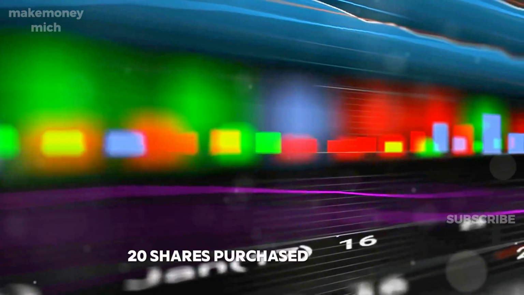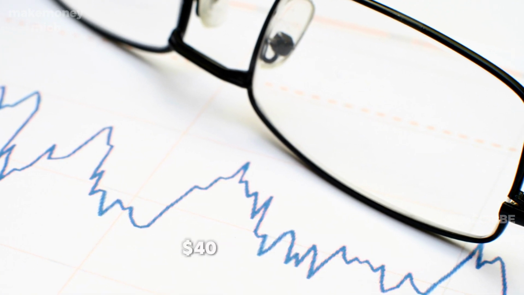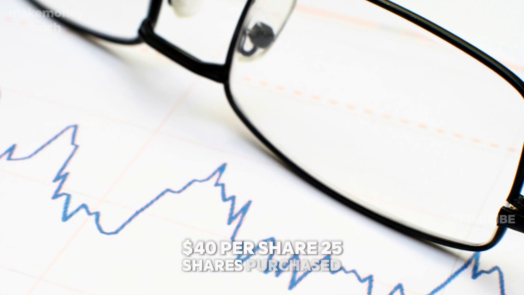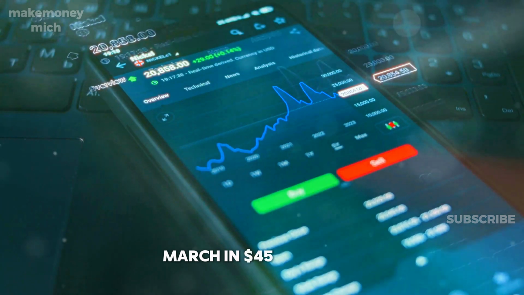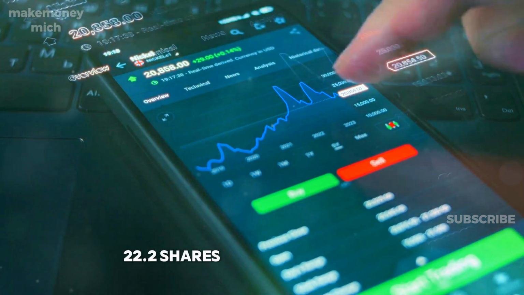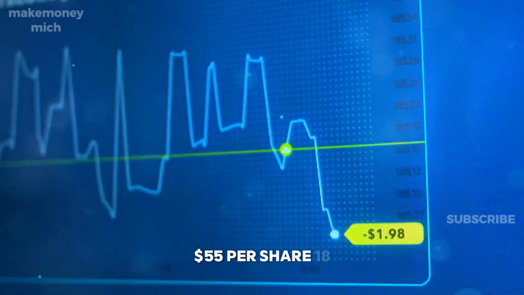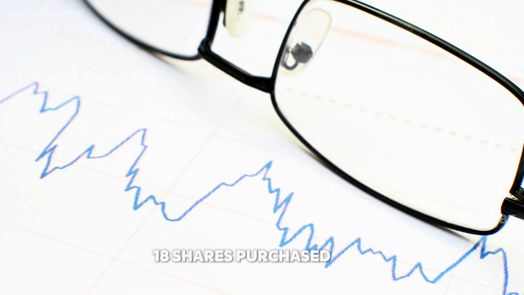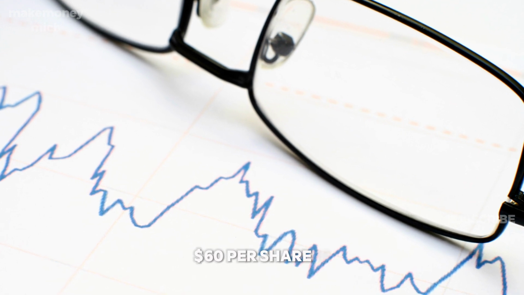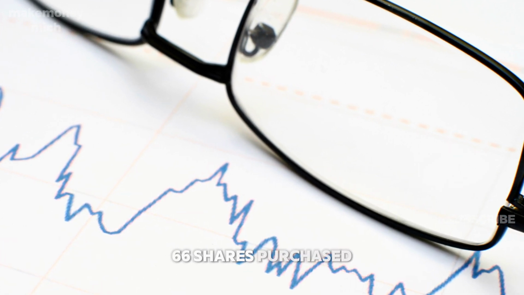January, $50 per share, 20 shares purchased. February, $40 per share, 25 shares purchased. March, $45 per share, 22.2 shares purchased. April, $55 per share, 18.18 shares purchased. May, $60 per share, 16.66 shares purchased.